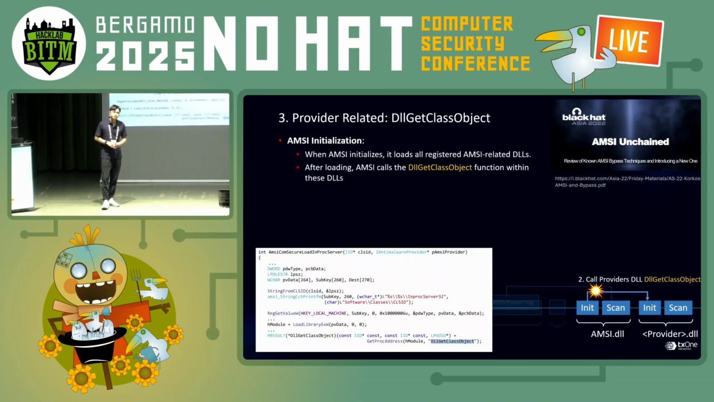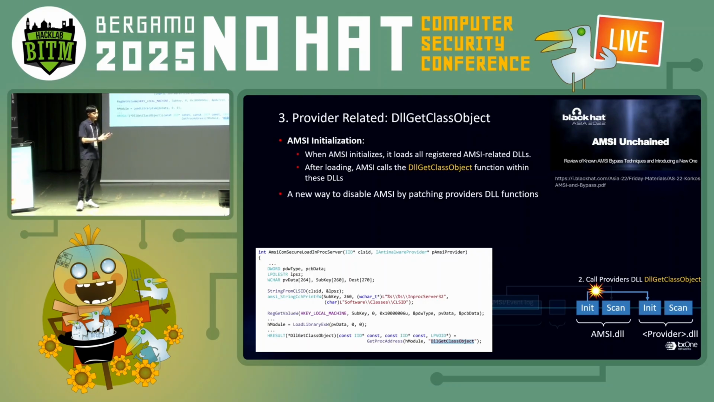The third one is provider related. It happens at the communication between the AMSI DLL and the provider DLL. When AMSI initializes, it will load all the providers into memory. And after that, AMSI will call the provider DLL's DllGetClassObject function. At Red Hat HR 2022, there was research showing that we can override this DllGetClassObject to interrupt the initialization status in AMSI.